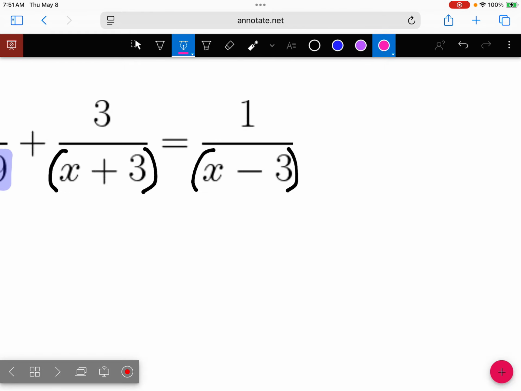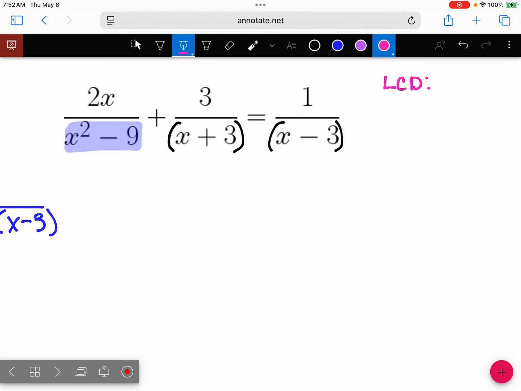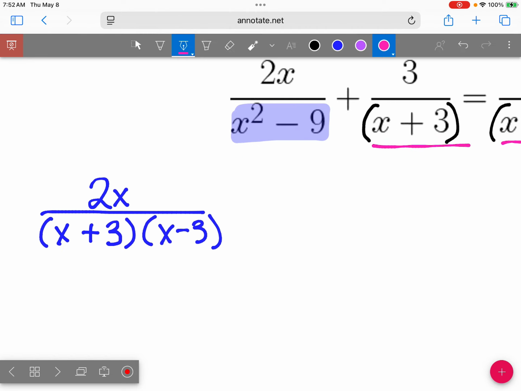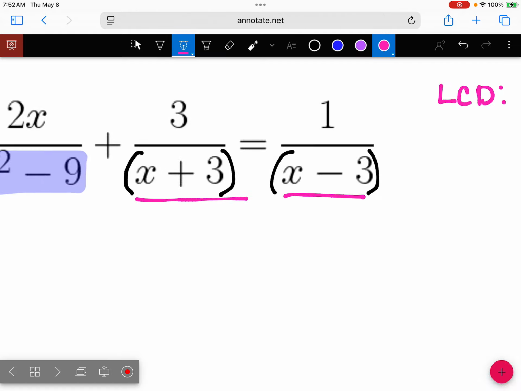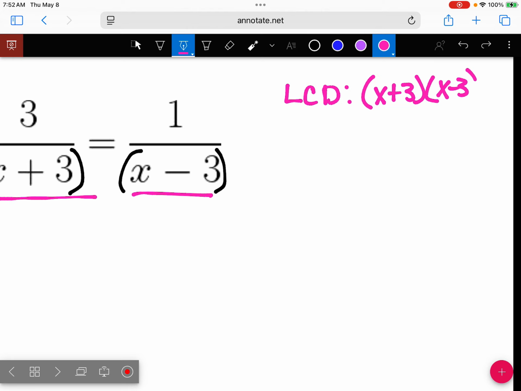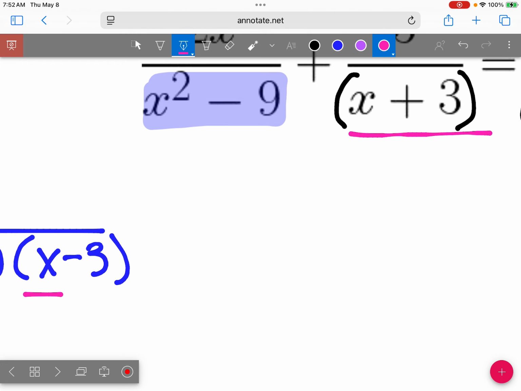So what is our least common denominator going to be? X plus 3 and x minus 3. We have x plus 3, we have x minus 3. Those are the only things that exist in the denominator here. So our x plus 3, x minus 3 is our least common denominator. So I'm going to save myself a step and not do this in 2 different lines. And I'm going to do my multiplying right here. My x plus 3, x minus 3.